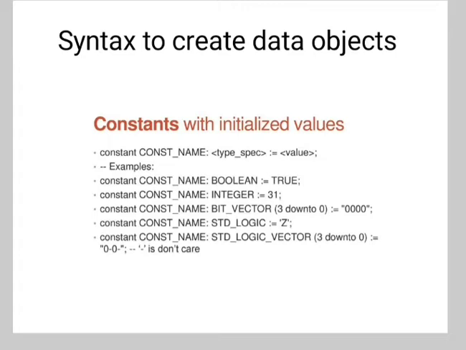So here some examples are given, that is constant underscore name. Type means whether it is a boolean, integer, bit vector, standard logic or standard logic vector. If it is boolean, then we can write here true. If it is integer, then we have to write here the value. Then next constant name, bit vector.